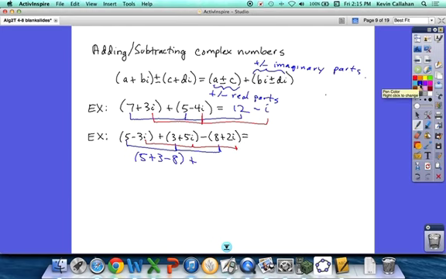So this is negative 3i plus 5i minus 2i. And why is that a minus 2i? Because of the negative in front of the parentheses, right? You got to take that into account. Okay, what is 5 plus 3 minus 8? 0. And negative 3i plus 5i minus 2i is 0i. So that's just 0.